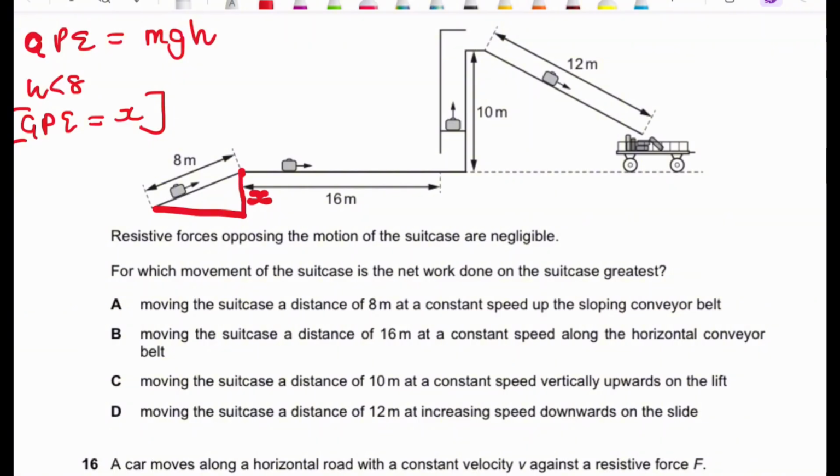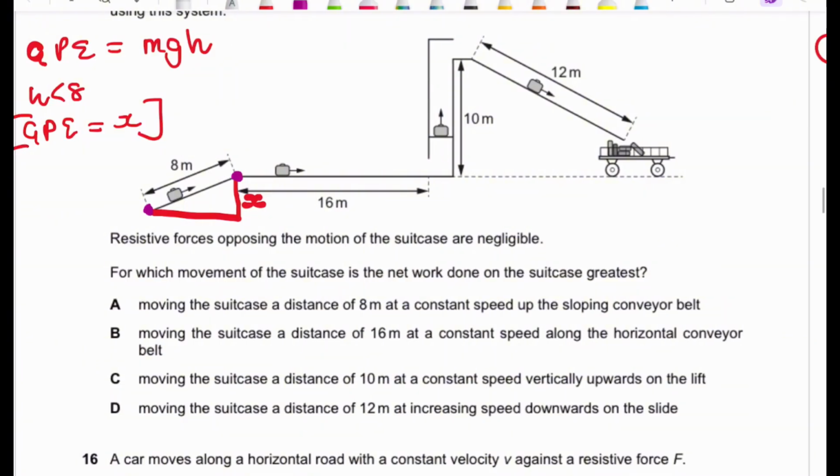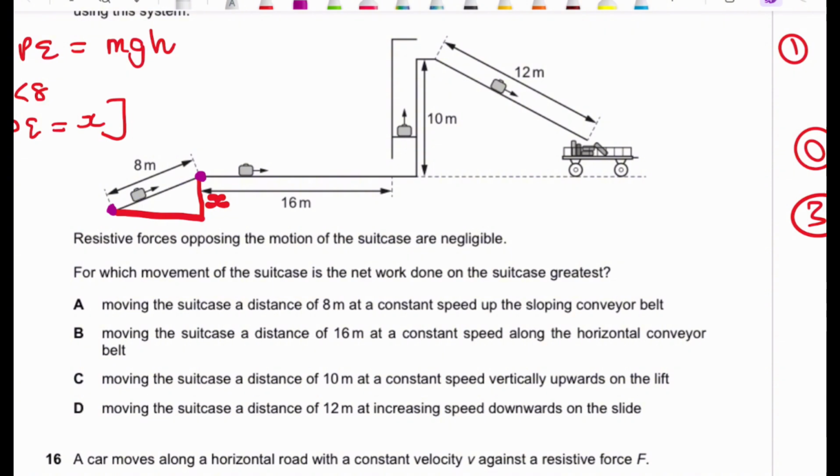So it's going to gain gravitational potential when it's at this point. Now it has gained potential, it has gained its height, it has gone to this point, and the gravitational potential increase is GPE, which is actually going to be x. Let's go over here. It's going to move a distance of 16 meters, but at a constant speed, meaning that from this point to that point, no work is done in kinetic energy. No work is done in GPE.